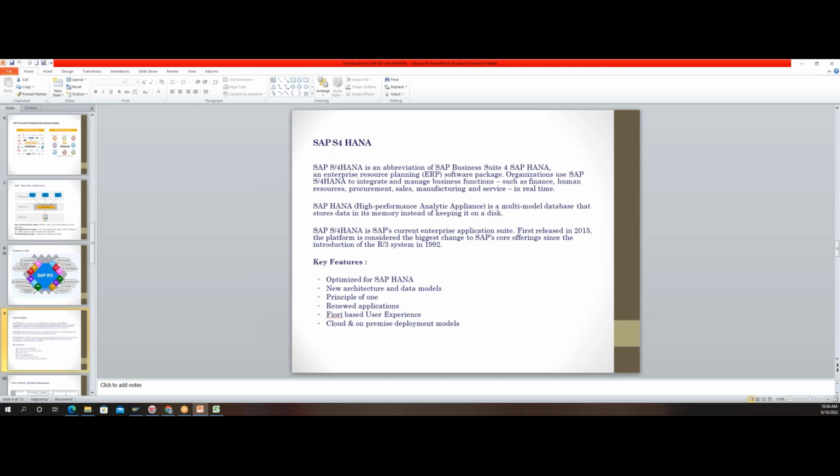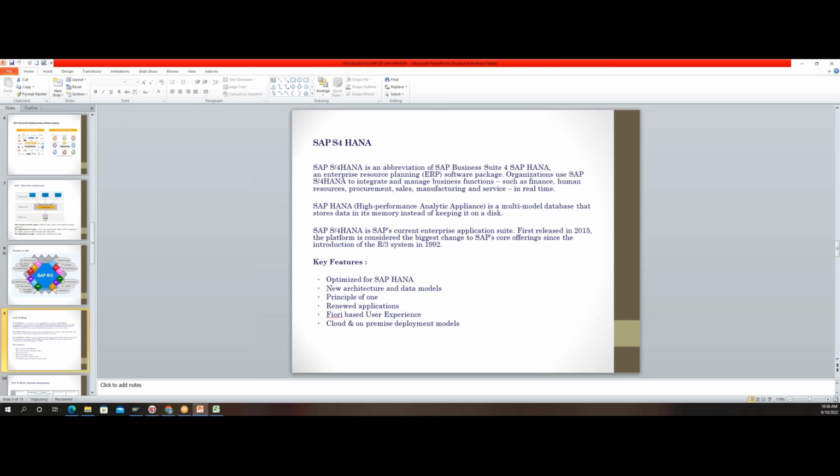Now let's understand what is SAP S4HANA. Basically, S4 stands for Business Suite 4. It is an ERP product. It is a newer product of SAP. As simple as that, we call it a Business Suite for SAP.